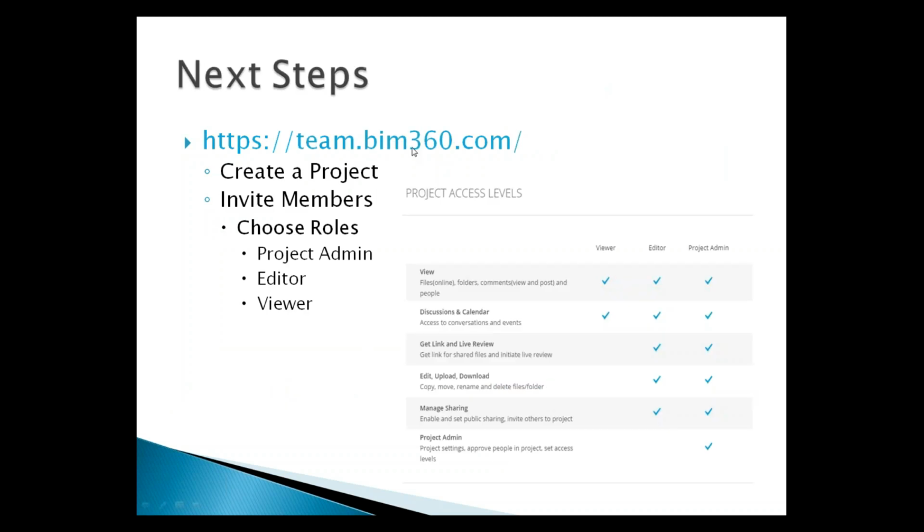Okay. So here, we're going to go to our BIM 360 account, and I will actually show you this after this slide. So at your BIM 360 Team account, you can create projects and invite members. When you invite members, you can assign them roles. So there are 3 roles to choose from. There's a project admin, an editor, and a viewer. And here we have a table that shows you what they are allowed to do.